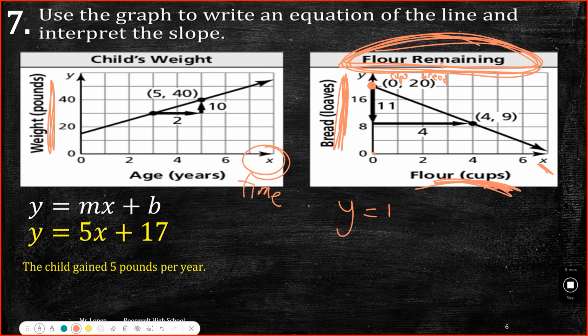So let's use y equals mx plus b to describe this line. The y-intercept is 20 right here. This is 20 for sure. Now m is the slope. This is kind of weird to interpret in real life. What it says is, see, this is weird because it's pointing down right here, and then it's pointing to the right here. So for 11 loaves of bread that were made, we used up 4 cups.